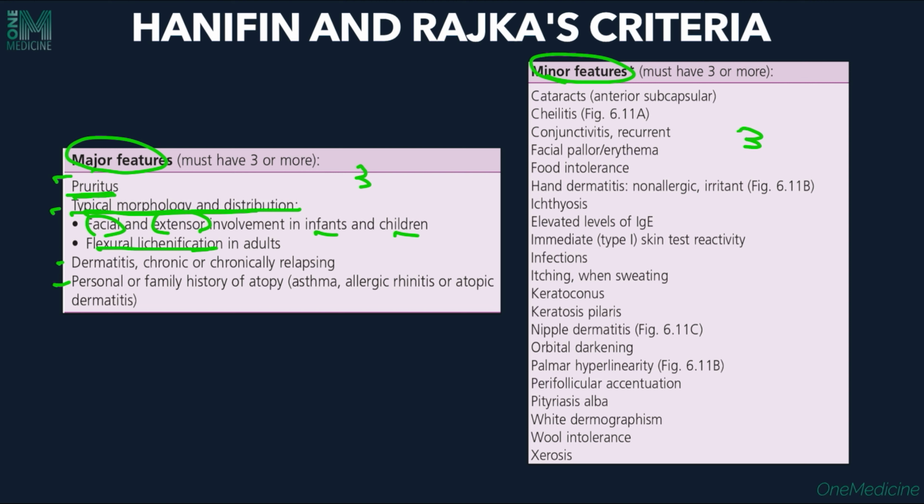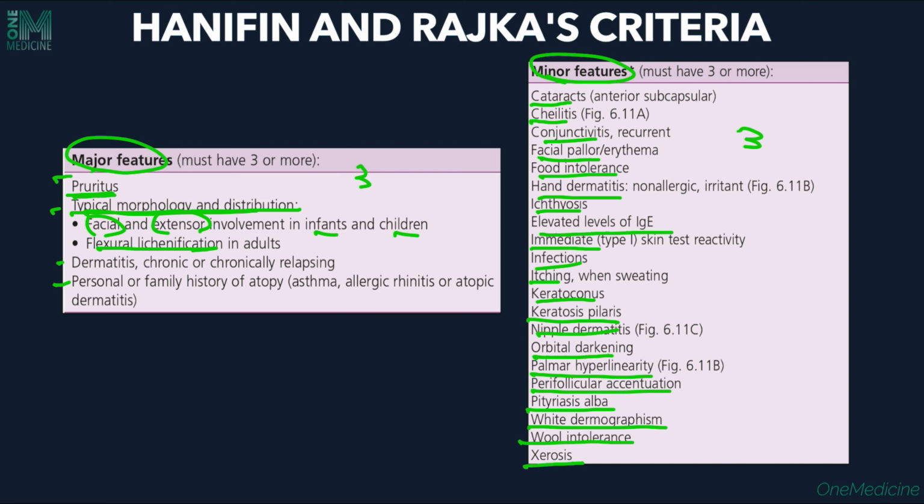Minor features include cataract, cheilitis, conjunctivitis, facial pallor, food intolerance, hand dermatitis, ichthyosis, elevated levels of IgE, immediate skin reactivity, infections, itching, keratoconus, keratosis pilaris, nipple dermatitis or vital darkening, palmar hyperlinearity, that is increased palmar creases, perifollicular accentuation, pityriasis alba, white dermographism, wool intolerance, and xerosis. So of all these features, if any three are present, it can be called atopic dermatitis.